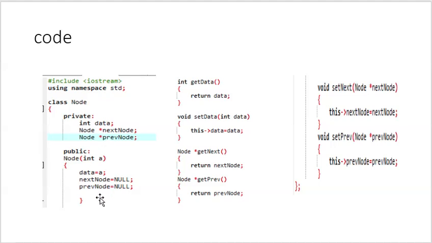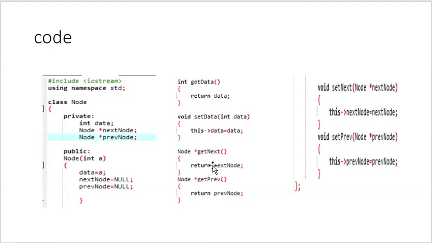So publicly I have defined the functions. The first is a constructor passing one variable a. As we have declared data, I have assigned this value to data and assigned null to both the pointers. What it means is that both the pointers are null, so the linked list is empty. Then a function int getData, which will give us the data which we insert through nodes. setData will assign data to the node: this data is equal to data.